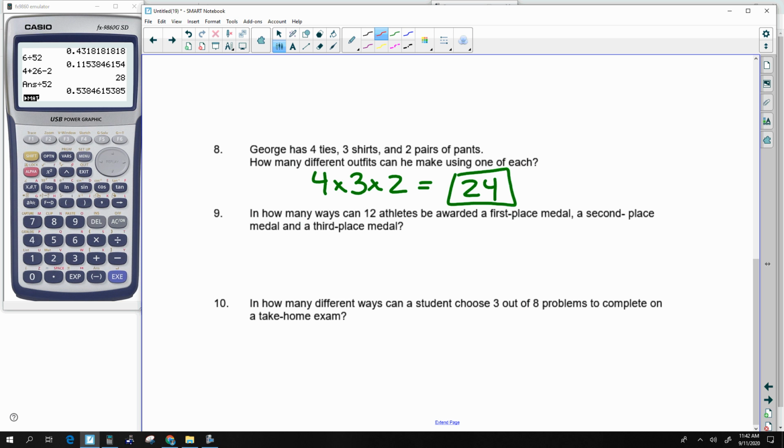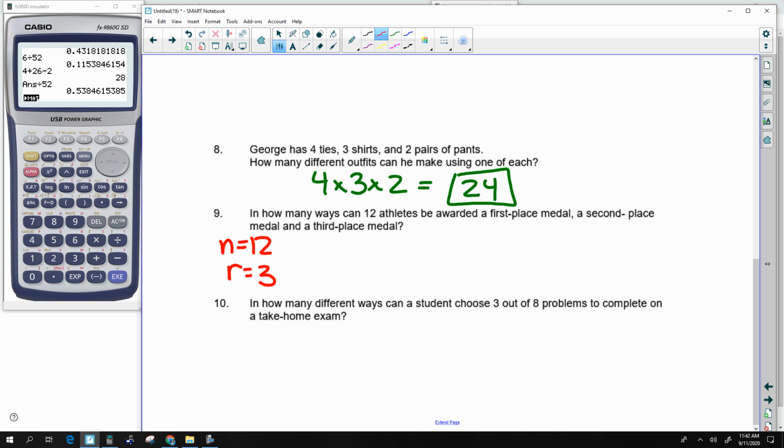Number 9, how many different ways can 12 athletes be awarded the first place, second place, and third place medal? So does the order matter in this case? Is this a president or is this a committee? Presidents, the order matters because there's a definite 1, 2, and 3. There's a definite chain of command. In a committee, there is no rhyme or reason. 1, 2, and 3 is the same thing as 3, 2, and 1.